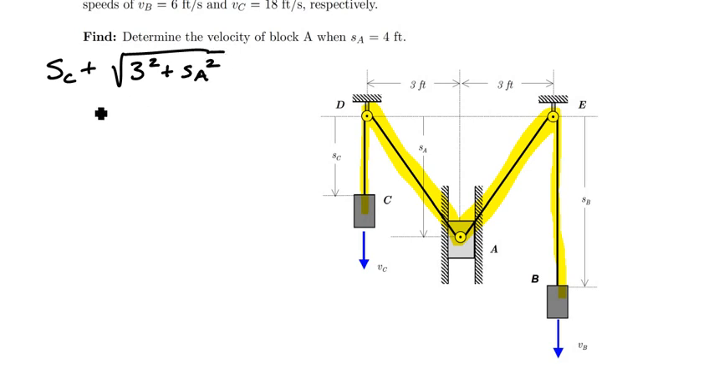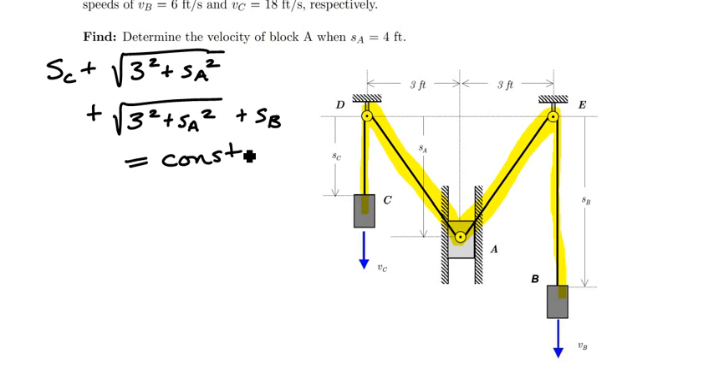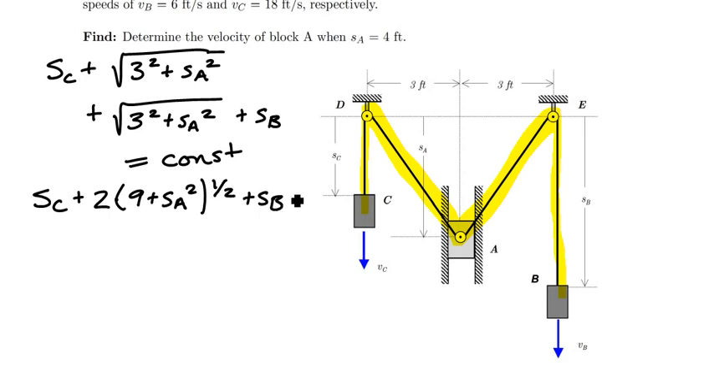If I move to the third segment there towards the right, we're going to have an additional segment of length square root of 3 squared plus SA squared. And then finally there on the far right, I'll have a rope length of segment SB. And so I know if I add all this together, I'll recover a constant. We can go ahead and clean this up a little bit and group things together. So I'll have SC plus 2 times, in this case I'll write it as a fractional power, 3 squared, let's just write that as 9, plus SA squared to the 1/2 power, plus SB is going to equal some constant that I'll just choose to call capital C.